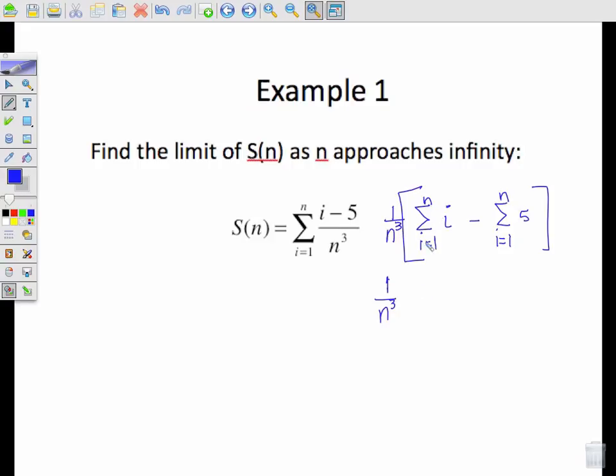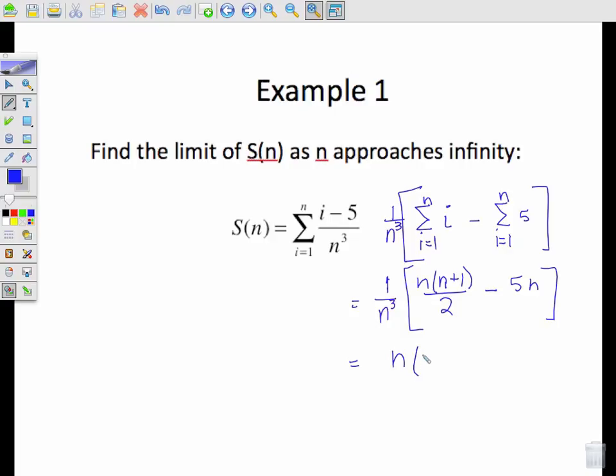This right here would be the summation formula: n times n plus 1 all over 2. And then this is what the formula would be, 5 times n. So there I've evaluated the summation. And I'm going to go ahead and simplify all of this down as far as I can.